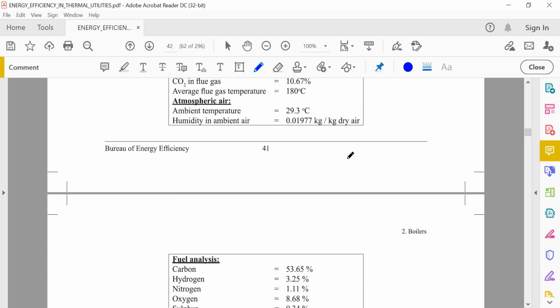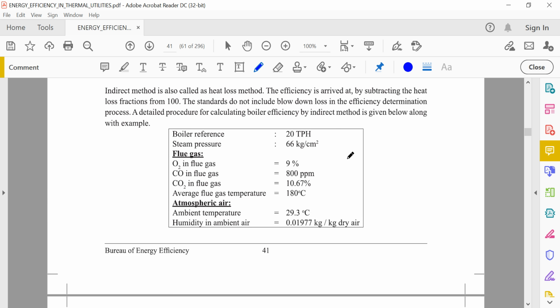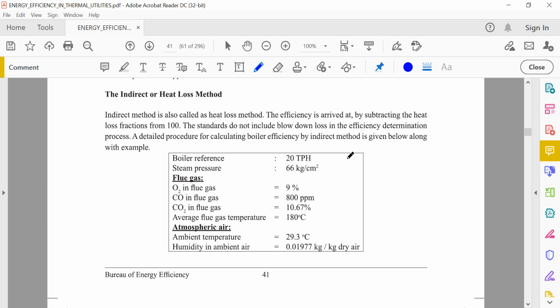Now here is the detailed example. These are the parameters that we have been given to calculate the efficiency. The boiler capacity is given as 20 TPH, the steam pressure is given, and the flue gas analysis is also given: O2 in flue gas is given to calculate the excess air, then carbon monoxide, carbon dioxide, and flue gas temperature are given.